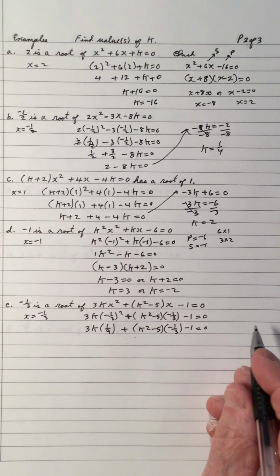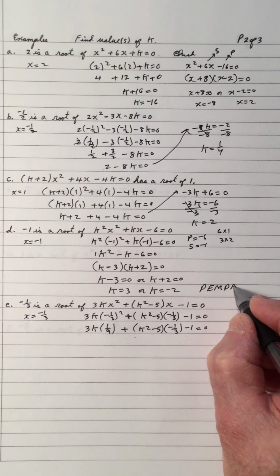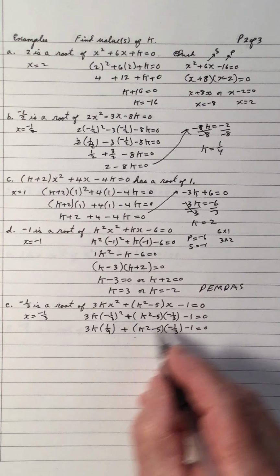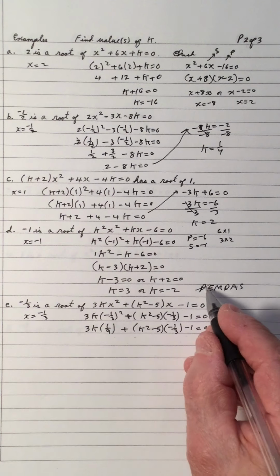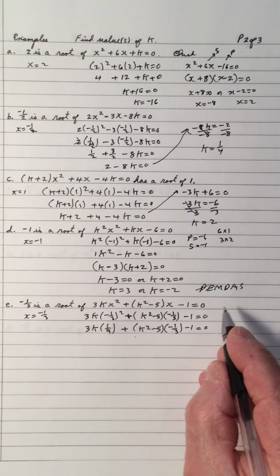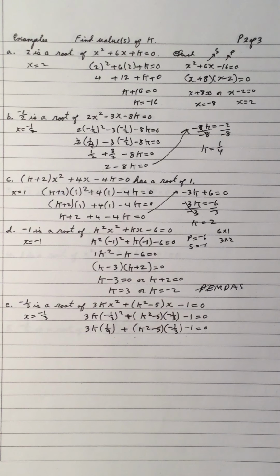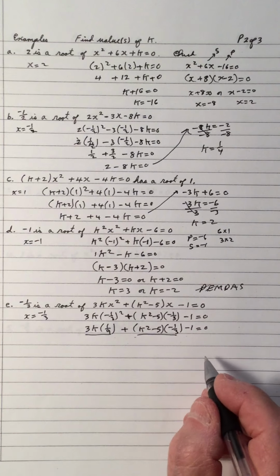So I did PEMDAS, remember, P-E-M-D-A-S. I have to do it inside the brackets, but I can't do that. I have to do my exponent first, so that's what we're doing now. We did the -1/3 squared. Now I'll do multiplication, division, left to right. So I'll multiply here, and subtract and add after.